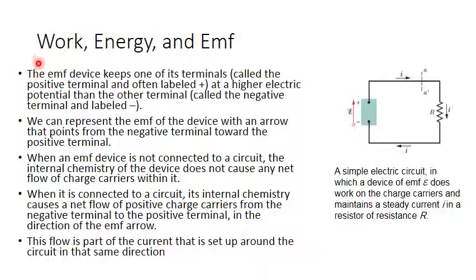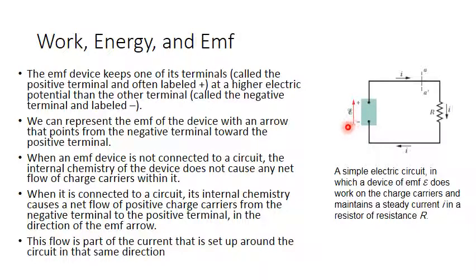So from the point of view of work, energy, and electromotive force, the EMF device keeps one of its terminals, called the positive terminal, at higher electric potential. So this point is always at higher potential than the other terminal, which is called the negative terminal. For example, if the potential here is 5 volts and here 1 volt, this point is higher than this point.